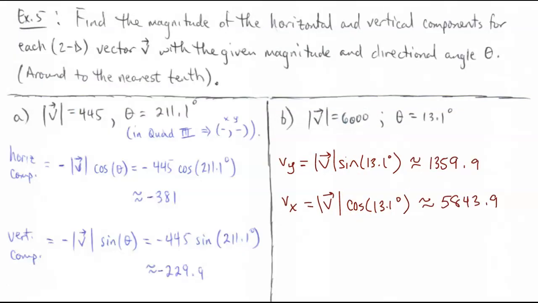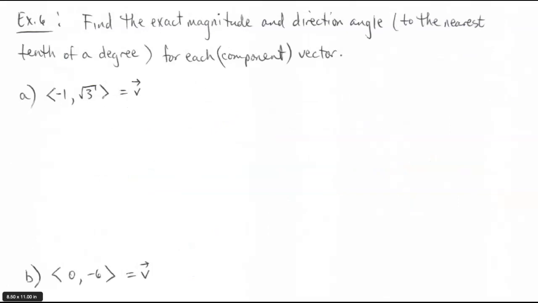All right, so now that we've done the calculations and got the answers written in, we will move forward to the next example, example 6. For example 6, we want to find the exact magnitude and direction angle to the nearest tenth of a degree for each component vector that we're given here.